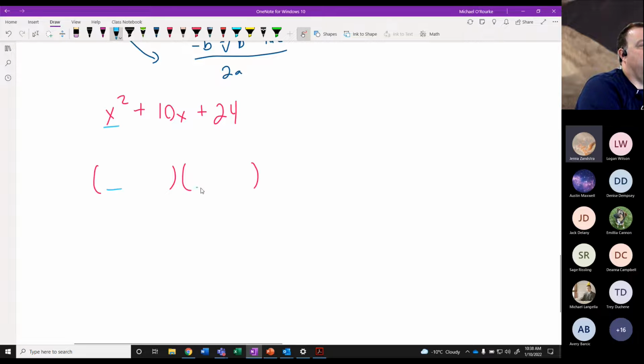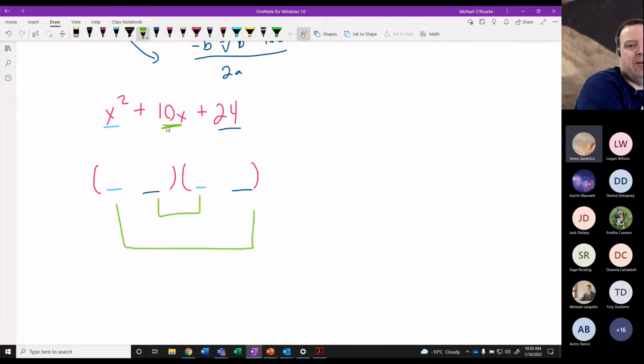So two things that multiply to make that, and two things that multiply to make this, and they add to make this. Don't put the answer in chat right now. You can type it in, but do not press enter. So type in your answer and press enter when I tell you to. Don't press enter right now.